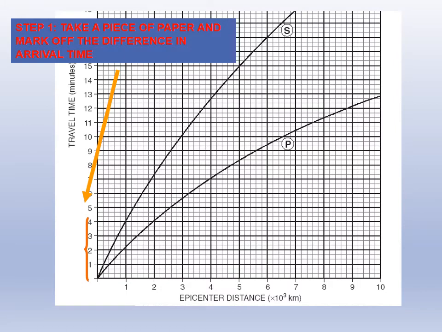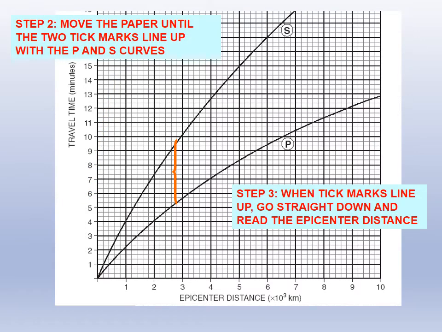Now there are 2 different graphs. This one's a little more complicated, but you can get the most information. So using the difference between S and P, you cannot use the time on the y-axis. You have to use the gap between them, and you can see step 1, make a little piece of paper, and then you measure the difference between the 2 lines, and then you can use that to find the epicenter distance.